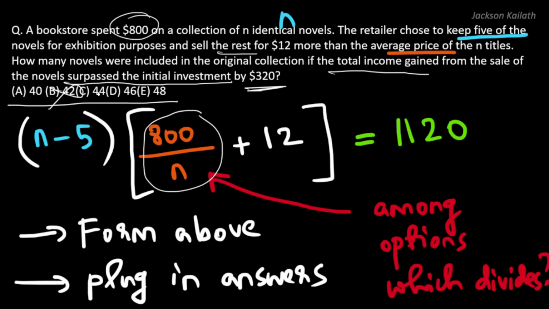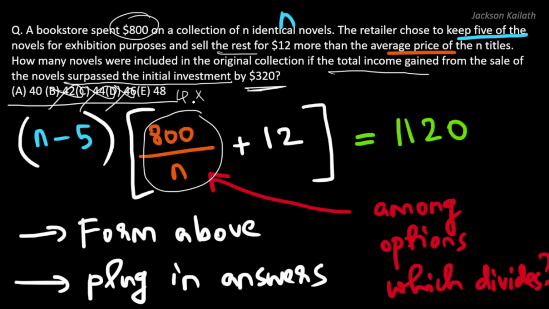What about 44? 44 is 4 into 11. Again, 11 is not a factor of 800. So again, no. What about 46? 46 is 2 into 23 and 800 cannot be divided by 23. So this is also out. And then we have 48 over here.